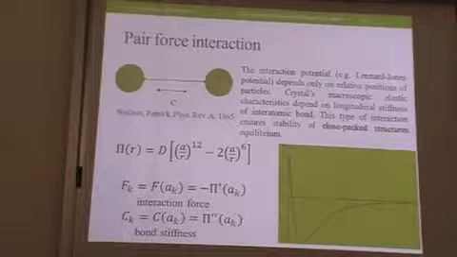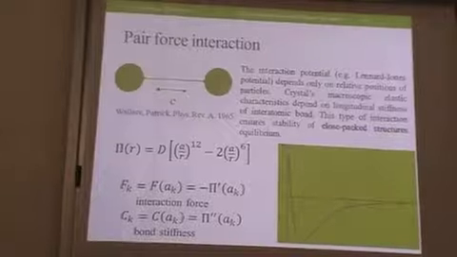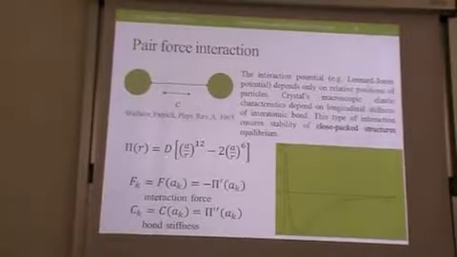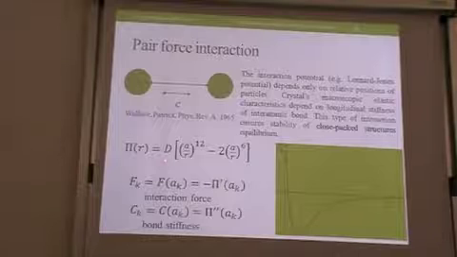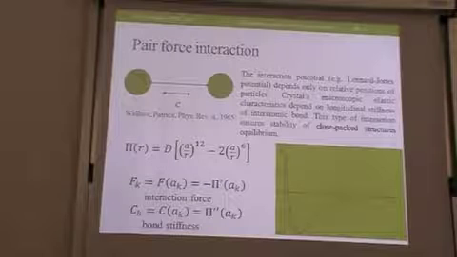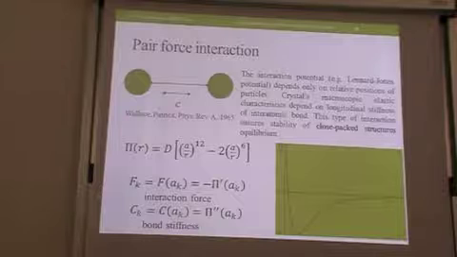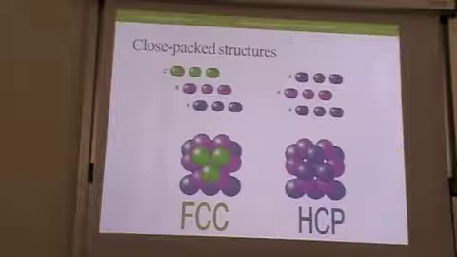And an example is the Lennard-Jones potential. It has only two parameters, the depth of the well and the equilibrium distance of the potential. That's what we need, and it's the simplest we can imagine.